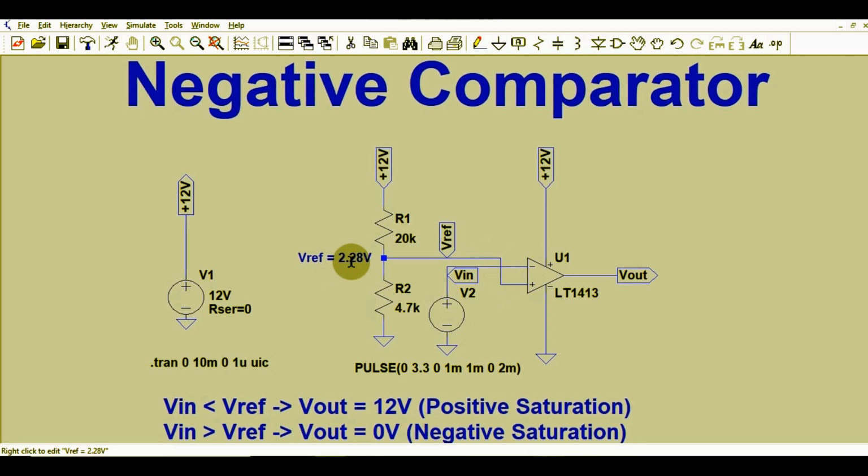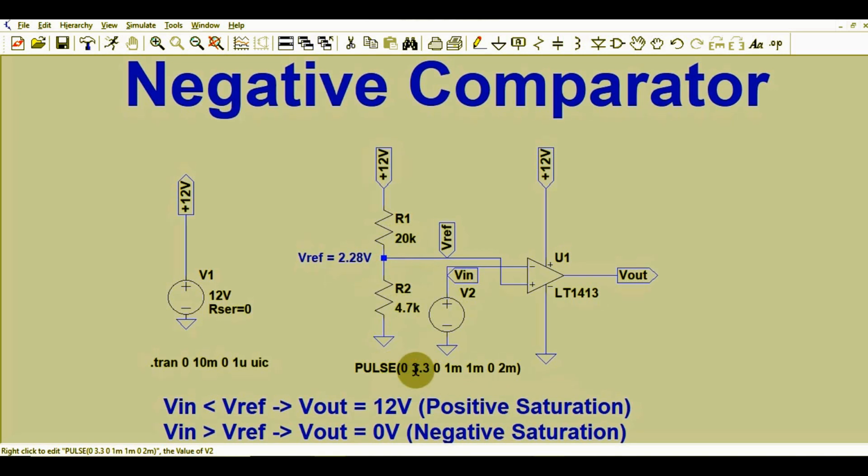Sometimes, since it has some reference value, that is 2.28, it is also called a non-zero level detector, right? Non-zero level detector. So if you want to calculate the V reference value, this is a simple voltage divider, right? So V reference equals 12 volt multiplied by 4.7k divided by 4.7k plus 20k. You will get 2.28 volt. This is the V reference, and this is your input signal, and your input signal is in the form of a 3.3 volt pulse.